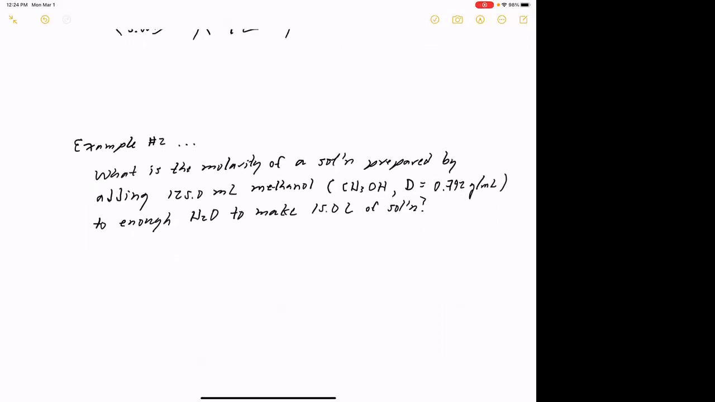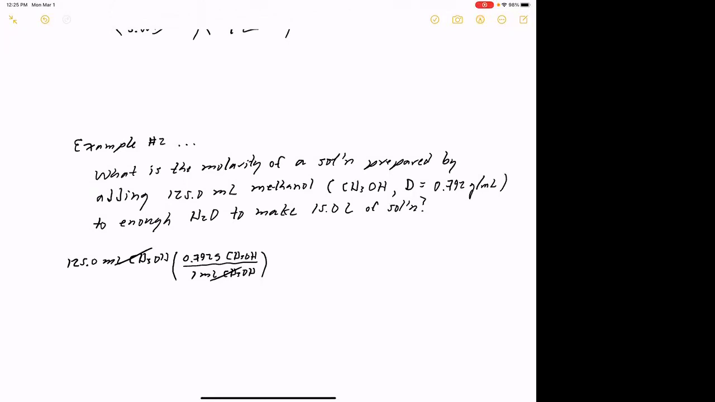So I'm going to go ahead and scroll down. So let's go ahead and put the given in here. Looks like I've got 125.0 mL of the methanol. I'll just call it CH3OH. Do I need to convert that to liters? No, I don't, because the density is in terms of grams per milliliter. Okay, so I know that for every 1 milliliter of CH3OH, I've got a mass of 0.792 grams of it. Okay, so notice that the milliliters will cancel with the milliliters.